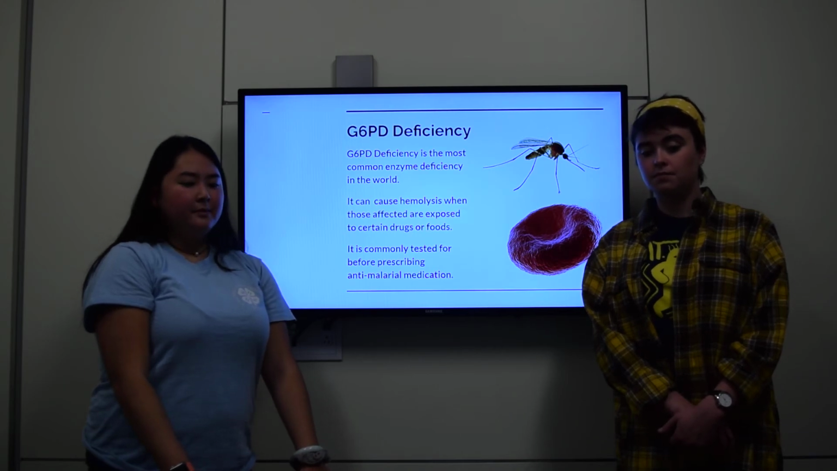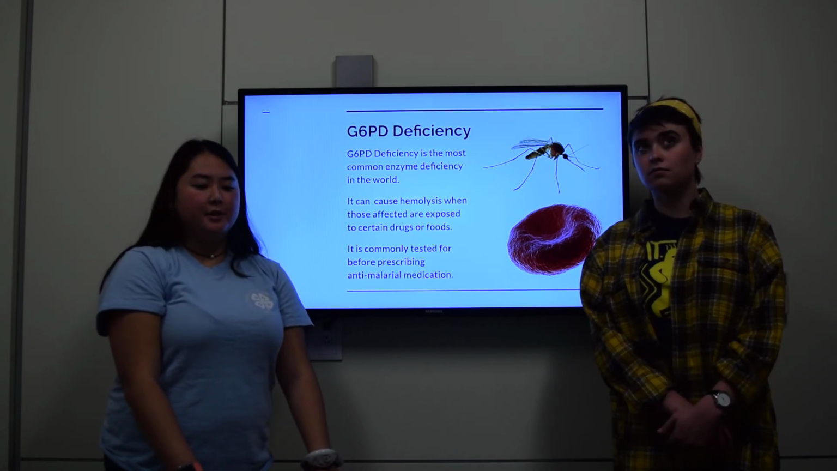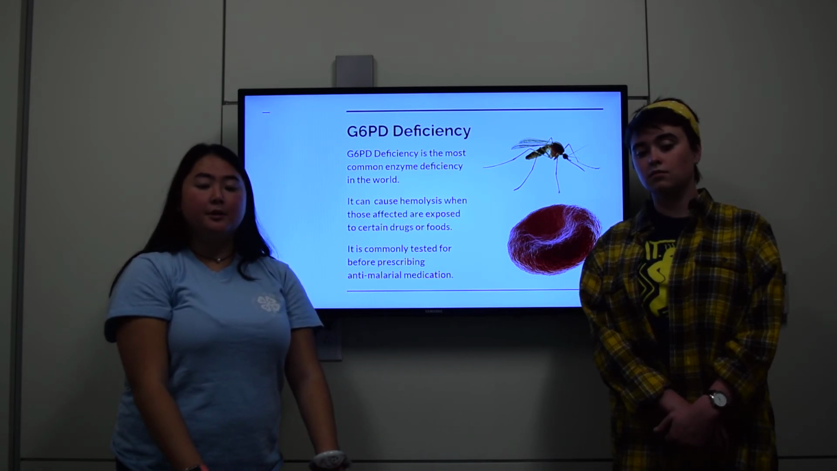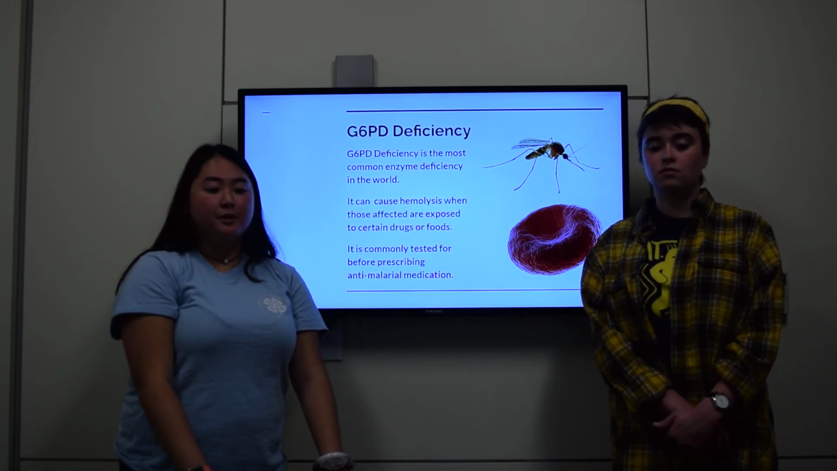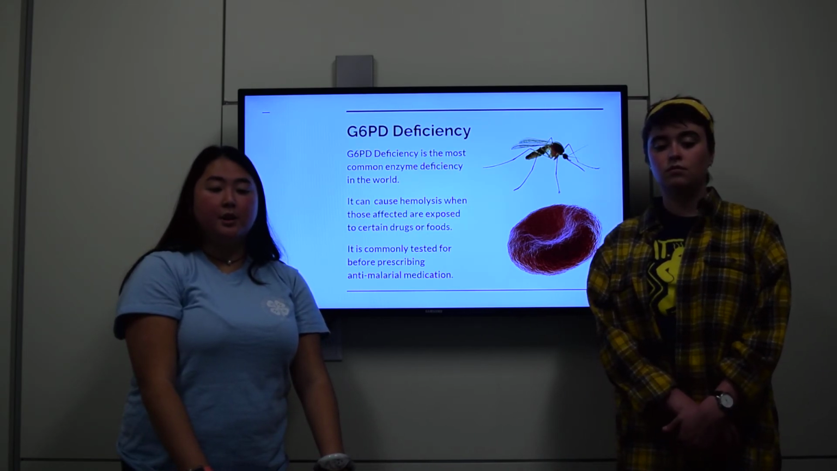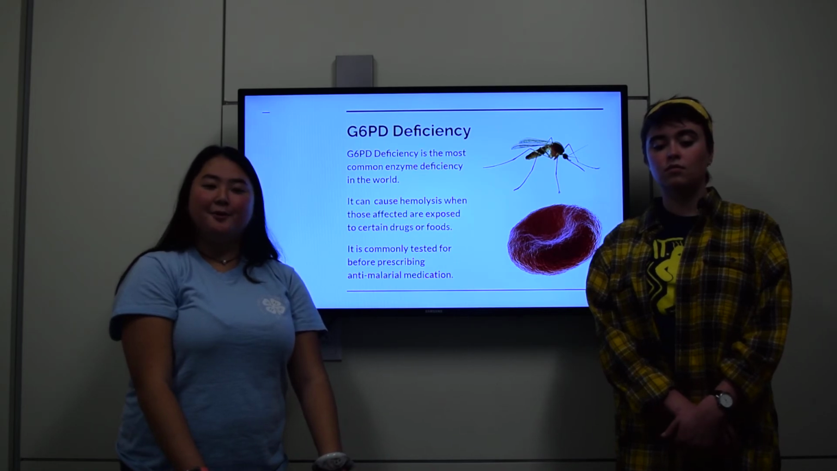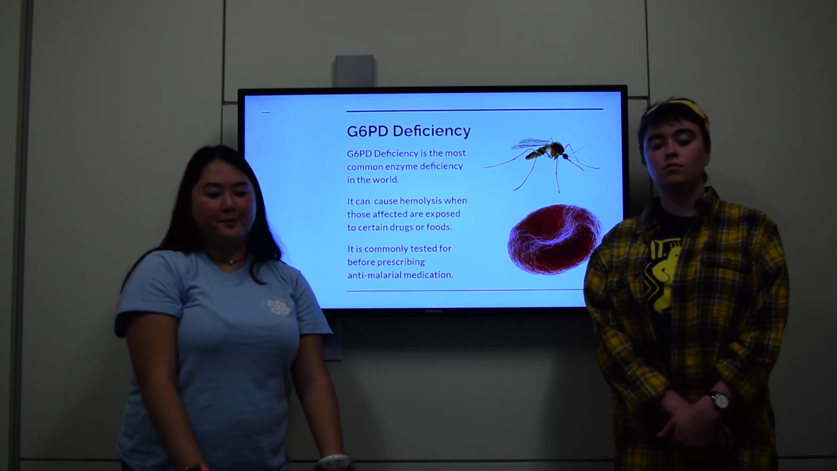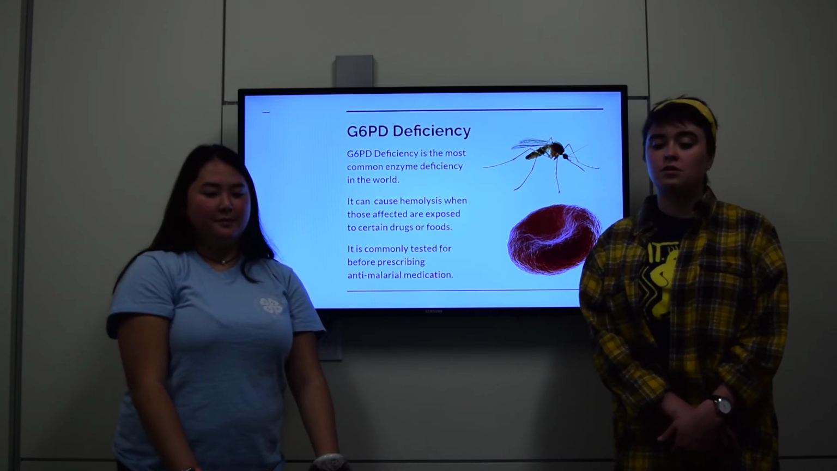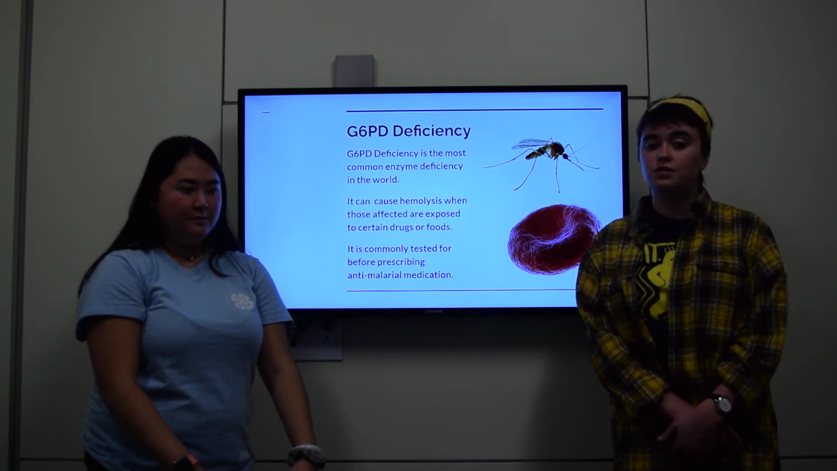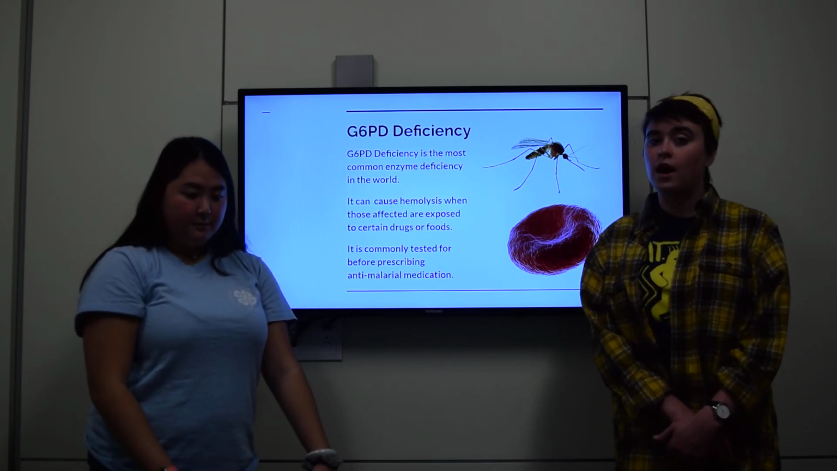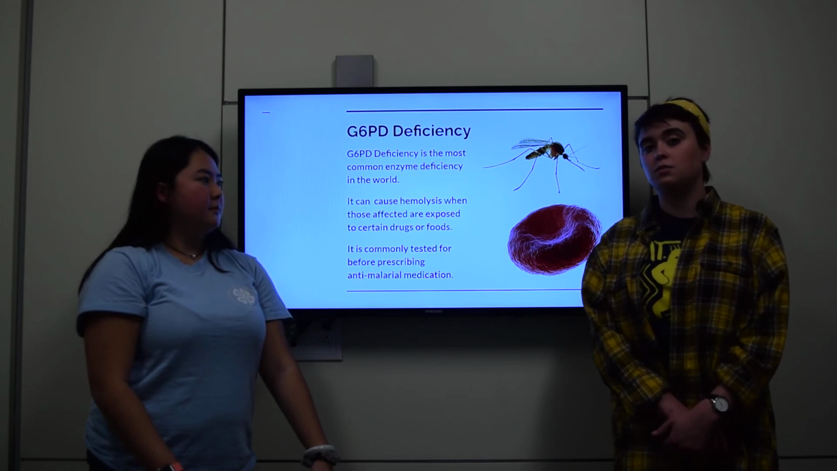G6PD deficiency can lead to hemolysis when those with the mutation are exposed to certain medications such as primaquine, which is used to treat malaria, aspirin, or other specific foods such as fava beans, which the other name for the deficiency comes from, favism. However, usually those with the mutation show no physical symptoms until they come into contact with one of these triggers. Because of this, the deficiency is routinely tested for before any sort of anti-malarial medication is prescribed.